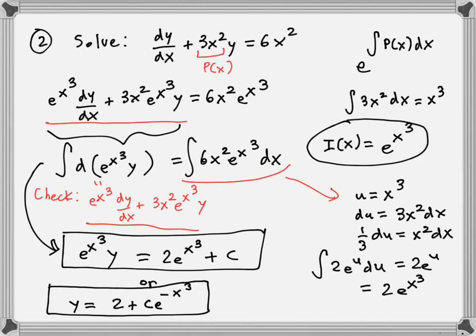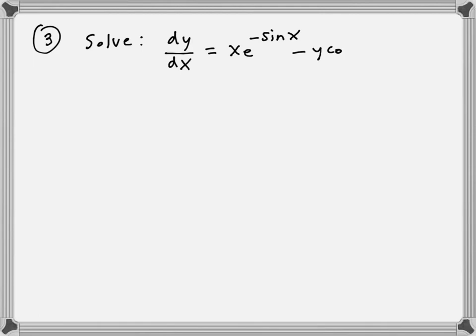This time I want to do an initial value problem. This is number 3. Actually, let me not do an initial value problem. I want to do a different problem. Let me solve the following. It's going to be dy/dx equals x e to the negative sine x minus y cosine x.